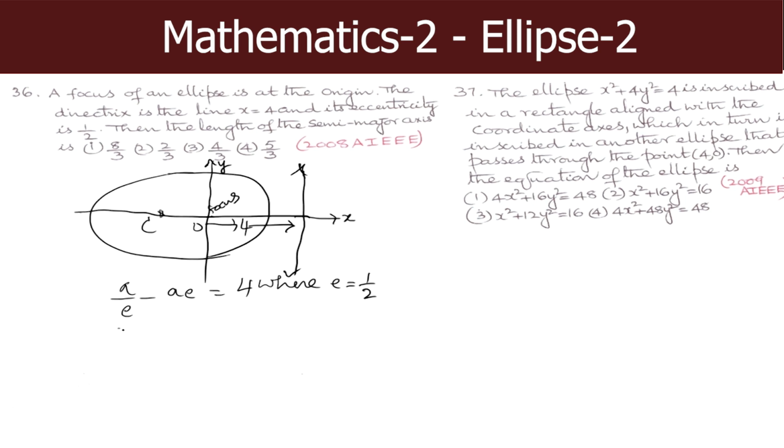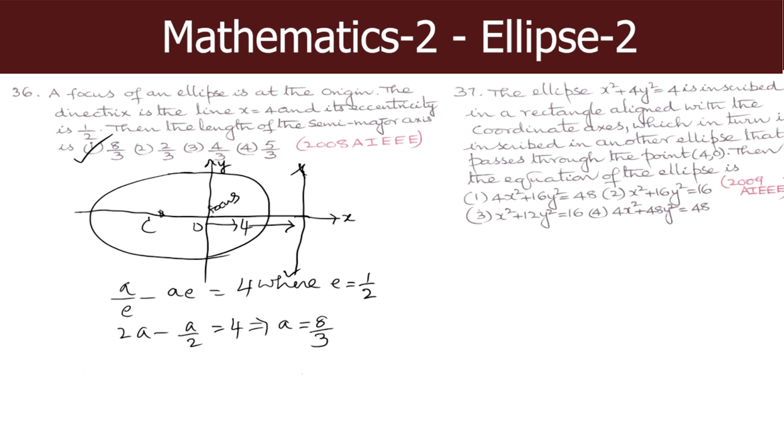So, 2A minus A by 2 equal to 4, or 3A by 2 is 4. A equal to 8 by 3. So, that is the length of the semi-major axis. AIEEE paper of 2008.